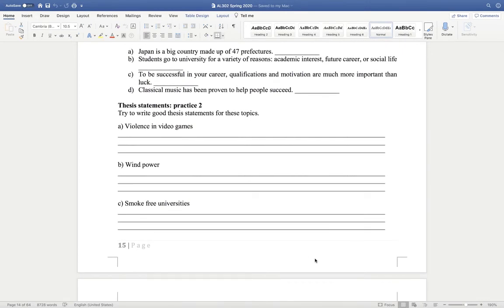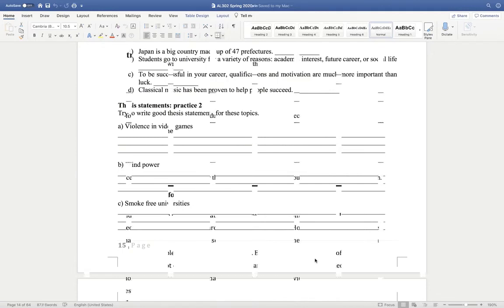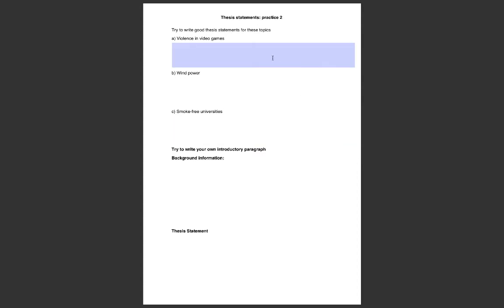So what I'd like you to do now is to just try and write your own thesis statements based on the following: violence in video games, wind power, smoke-free universities. Just have a go trying to write your own thesis statements. This is where you use the PDF that you've downloaded, and you can write the practice thesis statements for A, B, and C directly into the PDF, and later you'll be able to submit it to Manaba.